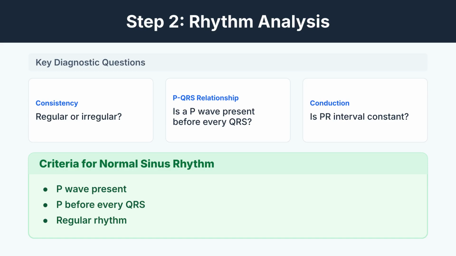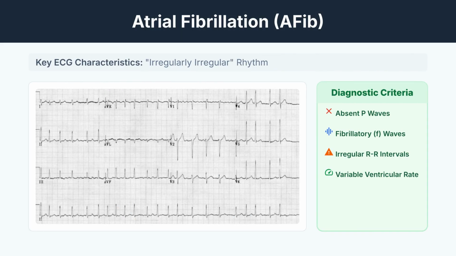Normal sinus rhythm requires a present P wave, a P wave before every QRS, and a regular rhythm. Atrial fibrillation, or AFib, is characterized by an "irregularly irregular" rhythm. Key diagnostic criteria include absent P waves, the presence of fibrillatory waves, irregular RR intervals, and a variable ventricular rate.